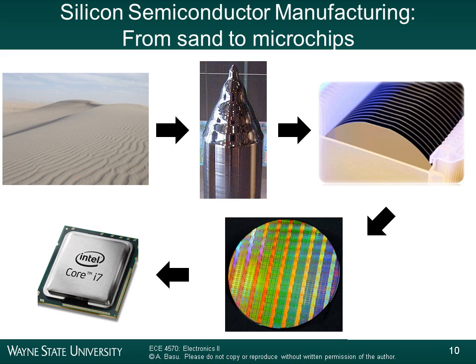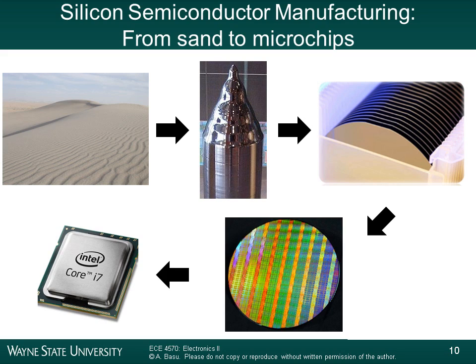We talked about last time in class why we use silicon. Well, silicon comes from sand, so the economic reason for using silicon is that it's a very abundant material, very easy to obtain. But easy to obtain doesn't mean easy to make.